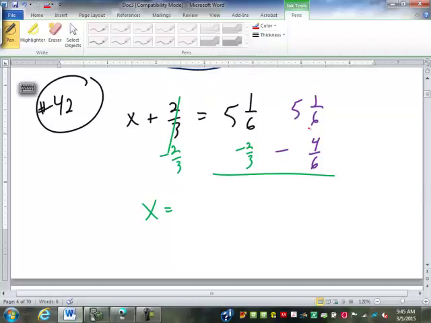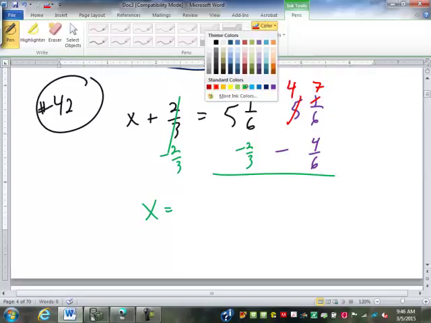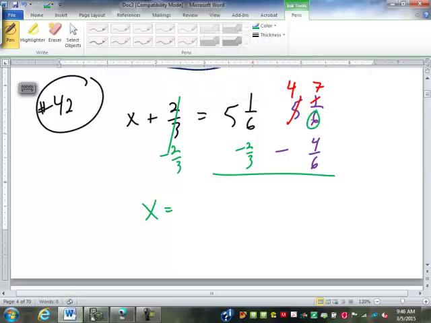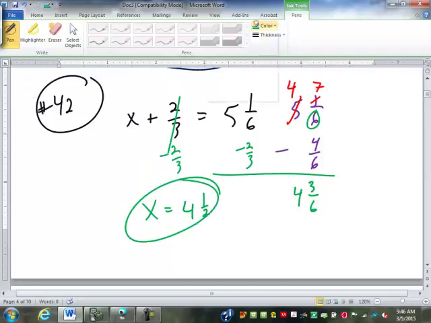1 minus 4? Take the 5 and make it 4. This will be a 4. And then 7. This will be 7. Where'd the 7 come from? Whatever we borrow is always the denominator. We add the denominator to the numerator. So now 7 minus 4 is 3/6, and then 4 minus nothing is 4. So 4 and 1/2. Questions so far?